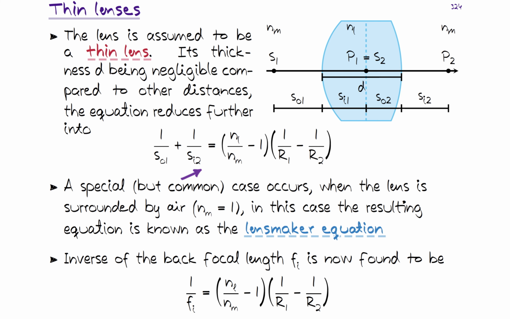The Lensmaker equation is this one, and we just set NM equal to 1, and this equation would be known as the Lensmaker equation. Actually, it's not this one. I was too hasty here.